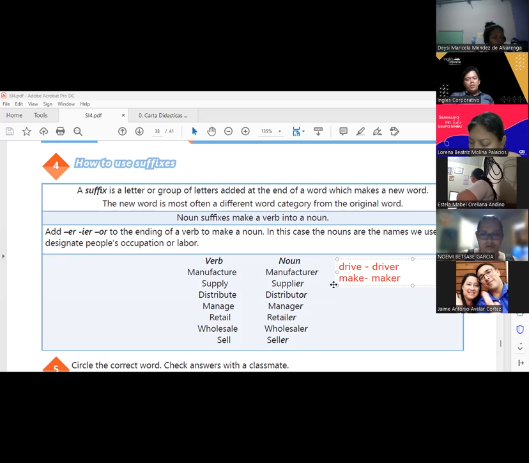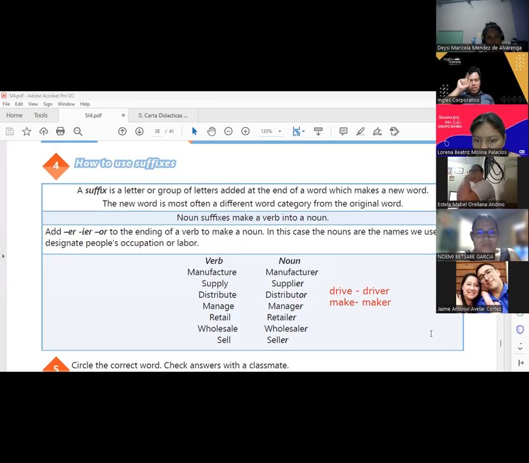incluyendo los dos verbos que tengo acá con los suffixes. Quiero que me escojan dos, un verbo y un noun. One verb and one noun. Dos. Quiero que me hagan un ejemplo usando el verbo y usando el nombre. All right? So I need to check on you guys if you have understood this.